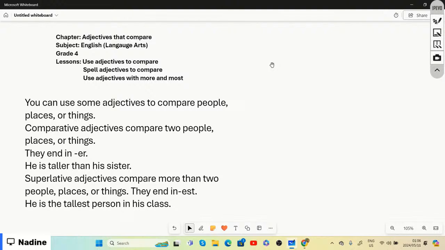So you can use adjectives to compare people. Remember, when it comes to adjectives, an adjective modifies the noun or tells us about the noun. That's adjectives. So when we have adjectives that compare, you can use some adjectives to compare people, places, or things.